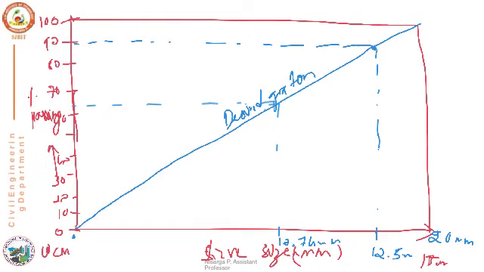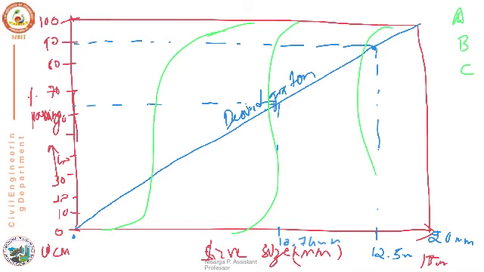Similar to this, corresponding to the percentage passing, we have to plot the sieve size on the x-axis. Once this is ready, the next step is to plot the grain size distribution curve for the various aggregates. Let us say we have aggregate A, aggregate B and aggregate C that need to be blended to get the required gradation. So first we have to plot the grain size distribution curve for these three aggregates, aggregate A, aggregate B and aggregate C.